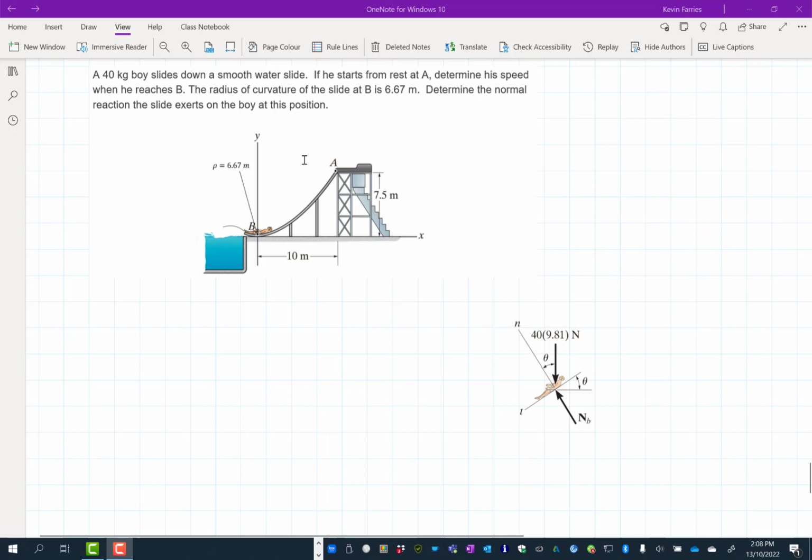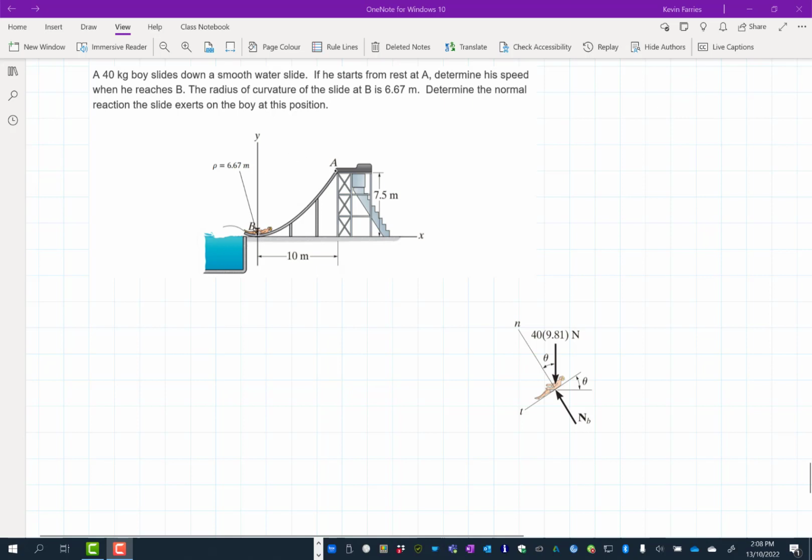So a 40-kilogram boy sliding down a smooth slide. So essentially we're assuming there's no friction. He starts at rest at A, and we want to know his speed when he gets to B. And then it's also bringing in a bit of kinetics here. It's talking about radius of curvature.